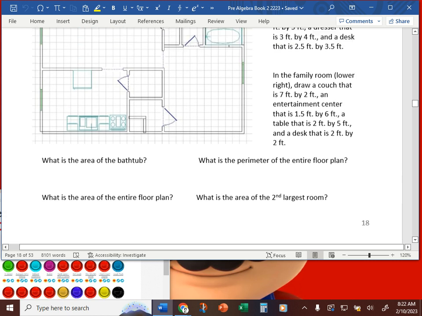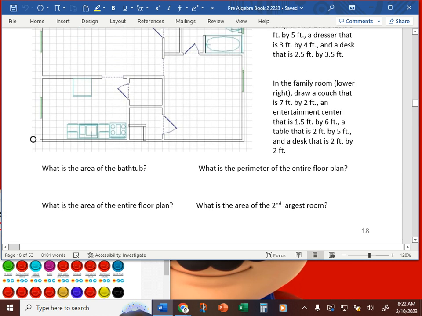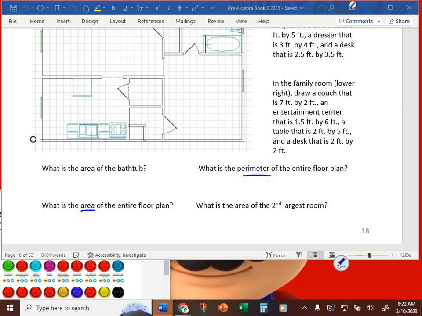What is the area of the entire floor plan? So the first one's perimeter, second one is area of the entire floor plan, and finally, what is the area of the second largest room? The second largest room. You have to figure out which room that is, and then what's the area of it?